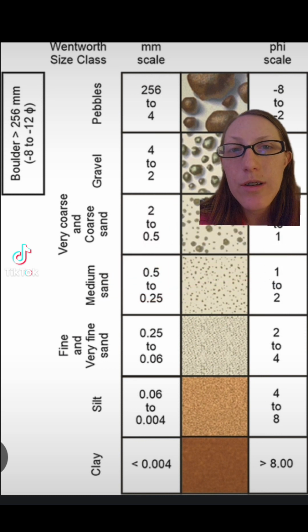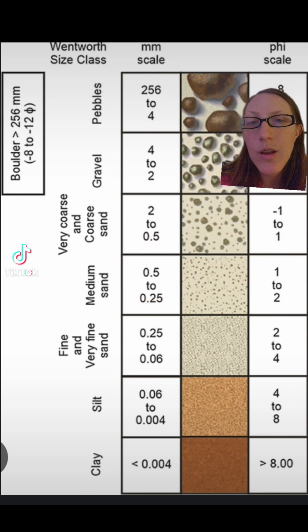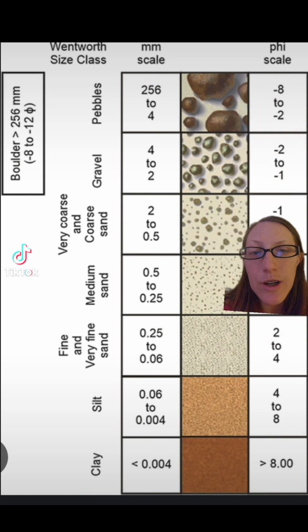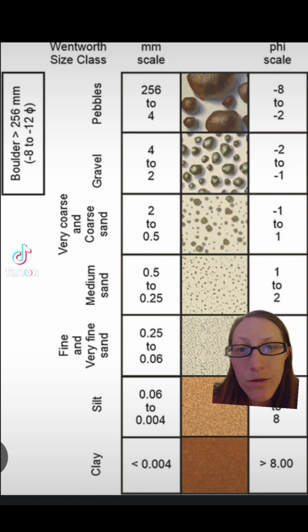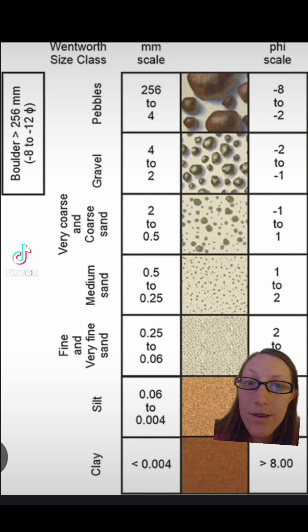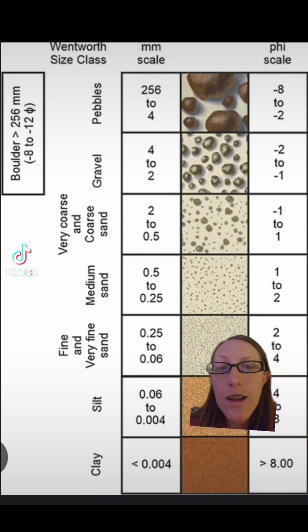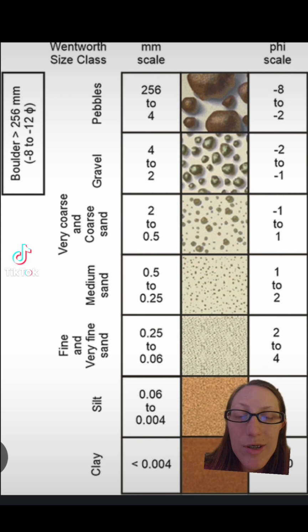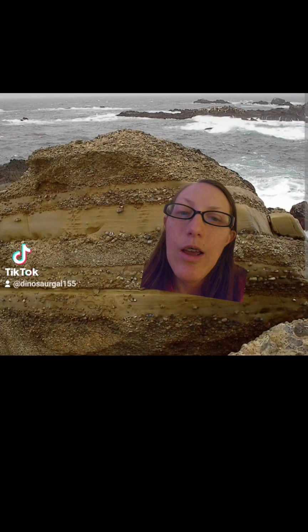And for reference for the rest of them, if it's sand, so any of these three, it is a sandstone. If it's silt-sized, it's a siltstone. And if it's clay, it's a claystone. And sometimes we throw silt and clay into a very generalized mudstone. See, we like to keep it simple.